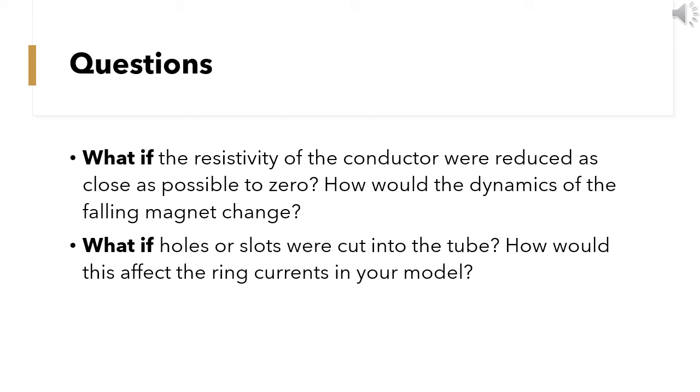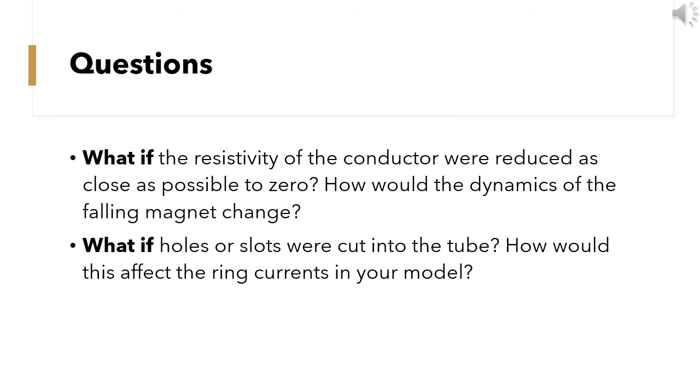And now for some interesting questions. The first question is, what if the resistivity of the conductor were reduced as close as possible to zero? How would the dynamics of the falling magnet change? Ohm's law says that by decreasing the resistivity, the induced current would increase, meaning the time for the magnet to fall would increase.